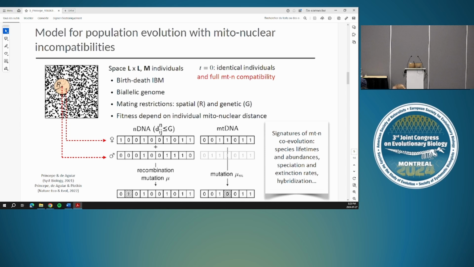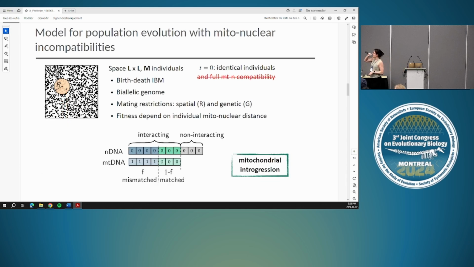With this model, starting from fully compatible populations, I studied some signatures in speciation. So in previous works, I studied what this affects in species lifetimes, abundances, speciation rates, extinction rates, hybridization. But now I want to look at what happens when I start from populations that are not fully compatible.